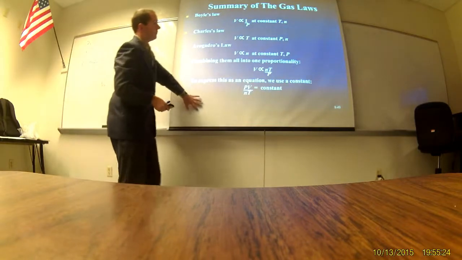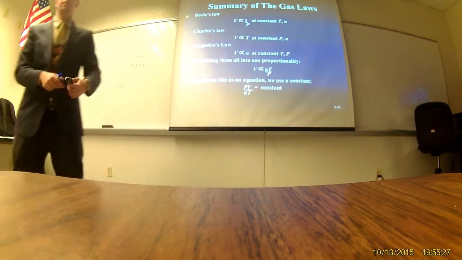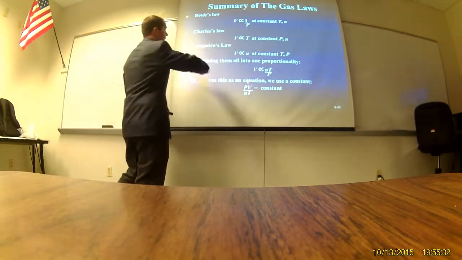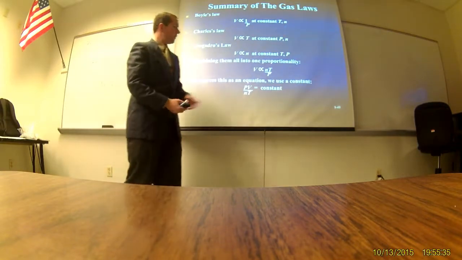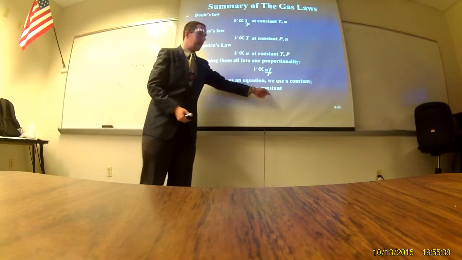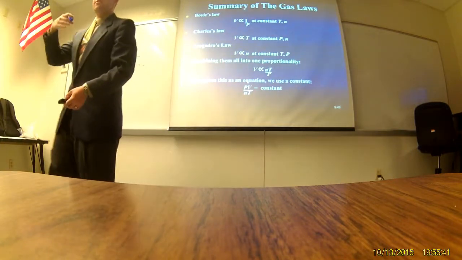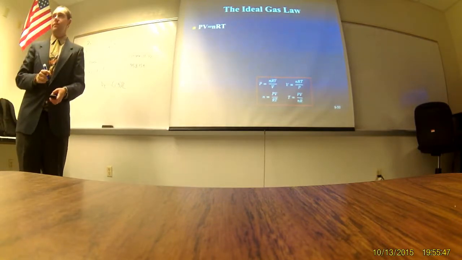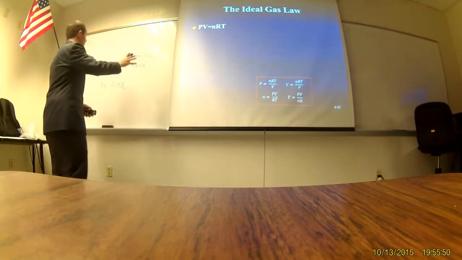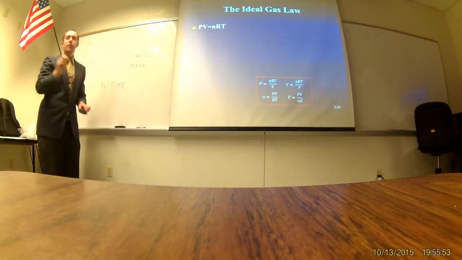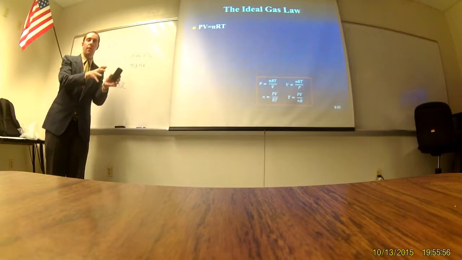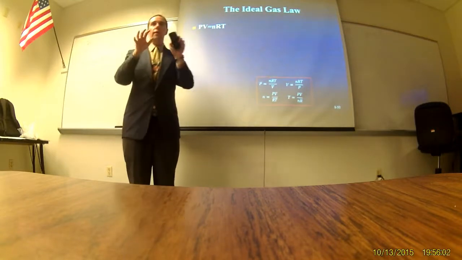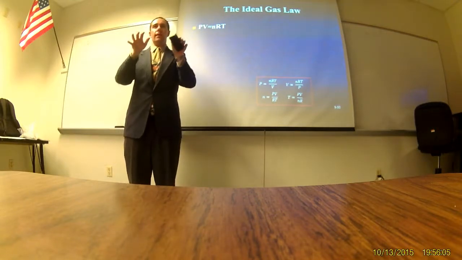So that's a summary slide, what we just went over. But if you take it all and put it together, and you do the math, what you get is PV over nT is a constant. Okay? This is going to lead us to the final gas equation, the ideal gas law. The equations that we talked about already deal with changes. You're starting somewhere and you're changing something. The ideal gas law involves one sample at one point in time.